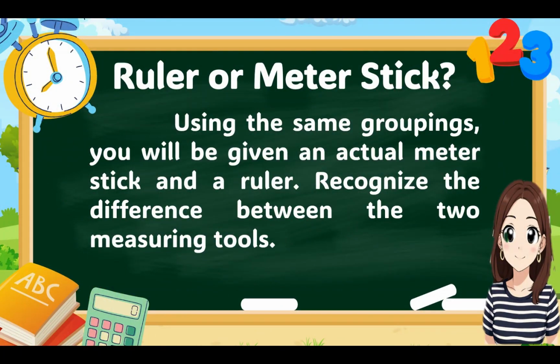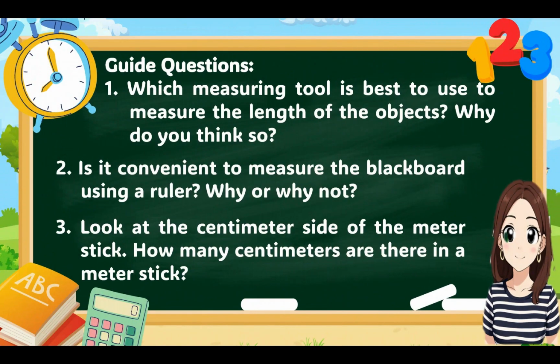Now, ruler or meter stick. Using the same groupings, you will be given an actual meter stick and a ruler. Now, recognize the difference between the two measuring tools. As for your guide questions, we have number 1, which measuring tool is best to use to measure the length of the objects? Why do you think so? Is it convenient to measure the blackboard using a ruler? Why or why not?